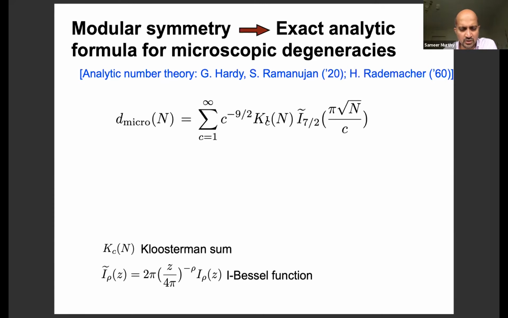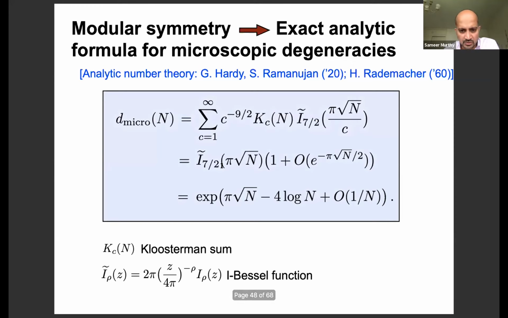This does not grow at all. I won't talk about this today. And if you remember your Bessel function, there's an I Bessel function. The leading asymptotic as the argument goes to infinity is e to the z. So you see that for c equal to 2, 3, 4, these are exponentially suppressed. So the leading term is just the leading Bessel function. And then you can further do an asymptotic expansion of this Bessel function. Just look up some book or Wikipedia, and you get something like this. So this is the sense in which you get an exact formula, and this is an analytic formula.